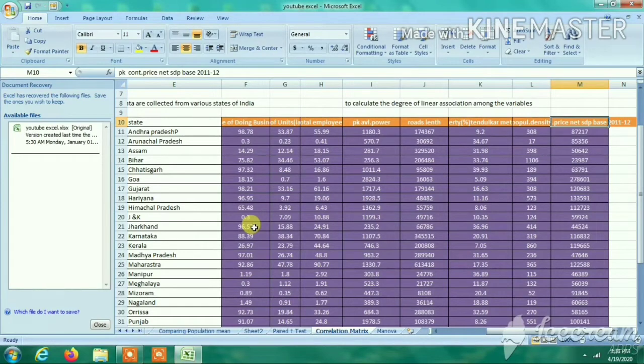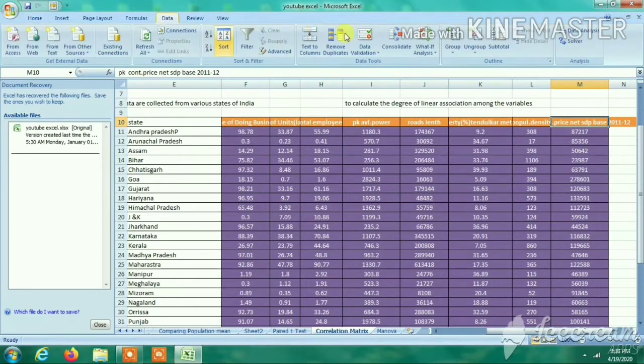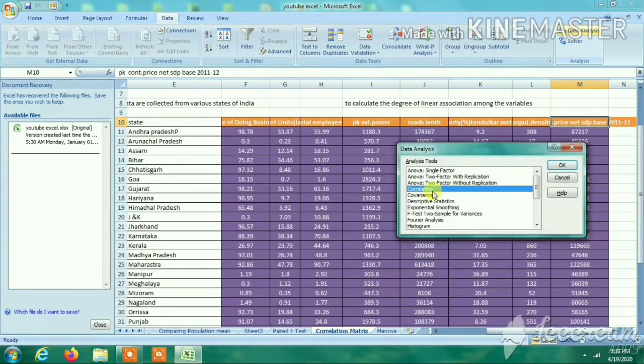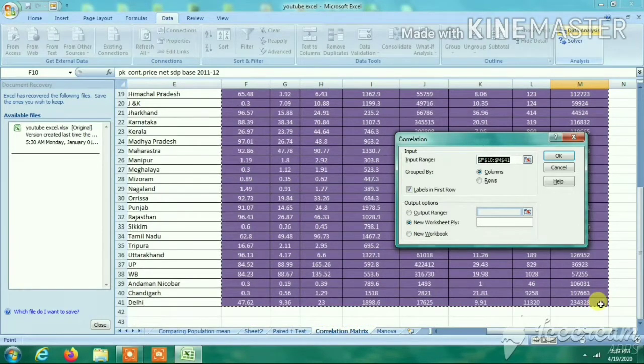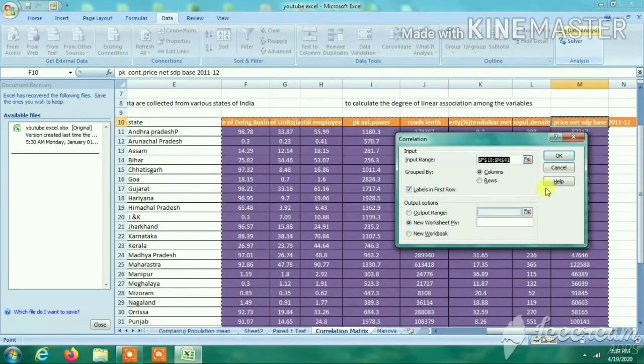So how can we proceed? To what extent does the ease of doing business of a nation relate to these variables? We want to investigate the degree of linear association with the help of a correlation coefficient matrix. As usual, go to Data Analysis, go to Correlation, click Correlation. The input range is given from this to this one. Now labels in first row, and click OK.